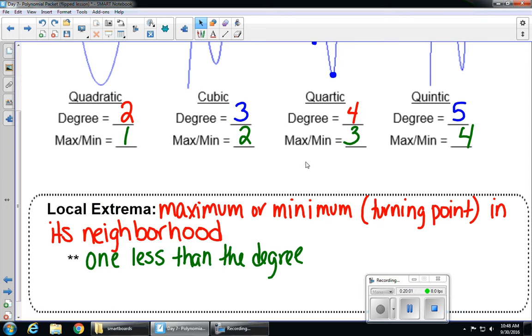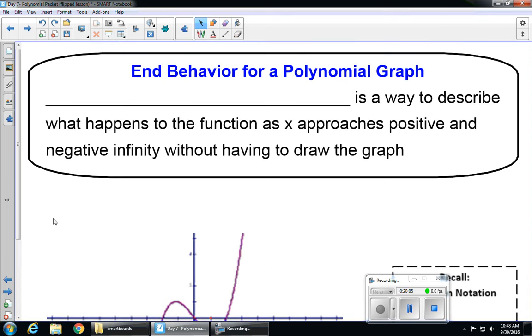As well as the local extrema. So now we're going to move on to end behavior of a polynomial. End behavior is a way to describe what happens to the function as x approaches positive and negative infinity without having to draw the graph. So let's just fill in end behavior because this is our definition.